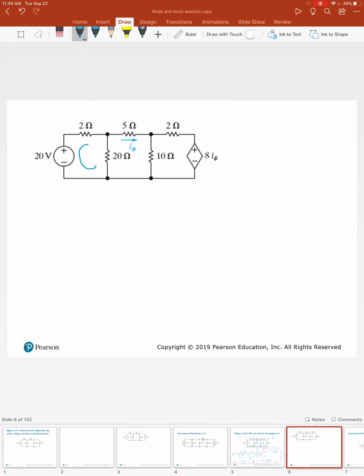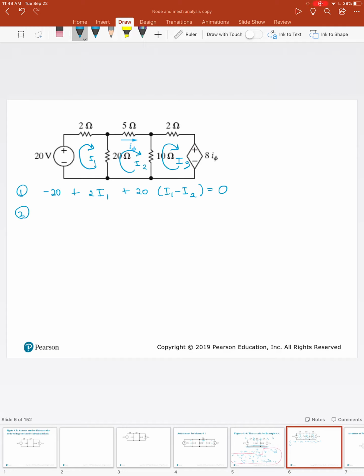So for mesh current, we need to define our three meshes: I1, I2, and I3. Our mesh current equation around mesh 1 will have minus 20 plus 2 I1 plus 20 times I1 minus I2, that's equal to 0.